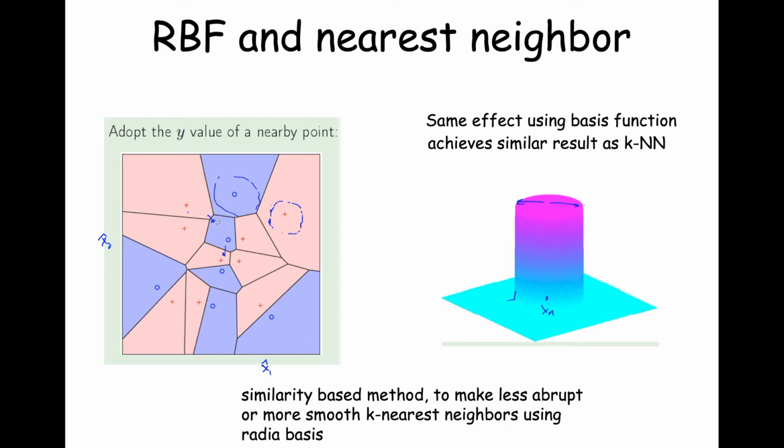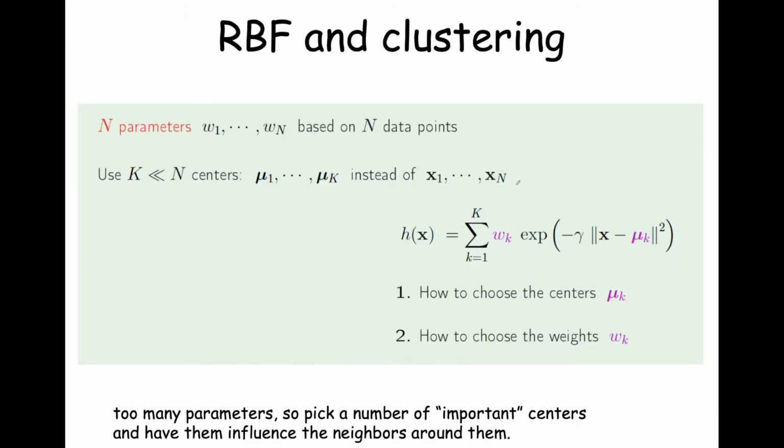And you can have a lot of flips from positive to negative associated with regions in feature space. Now, of course, you can get this smoothing with radial basis instead of using something hard in its influence, such as this cylindrical basis function, which is more similar to doing k-nearest neighbor. And so let's take a look at radial basis function with another type of similarity-based method, with clustering.